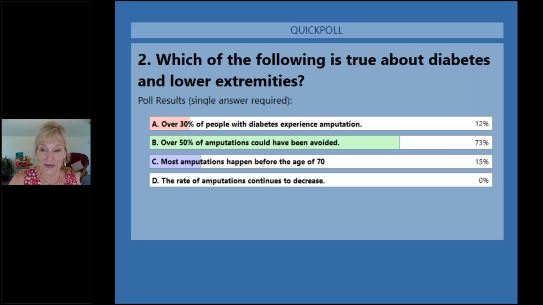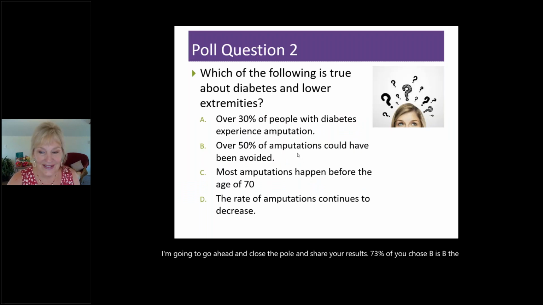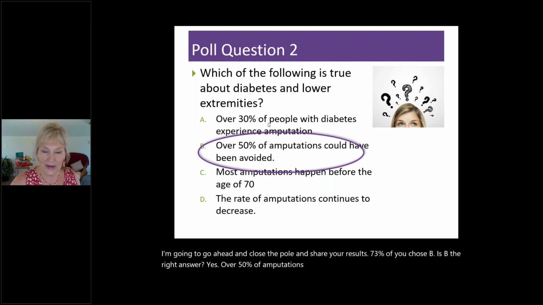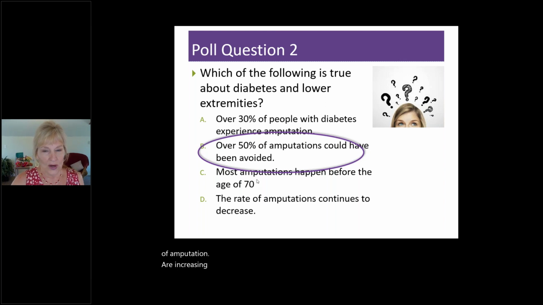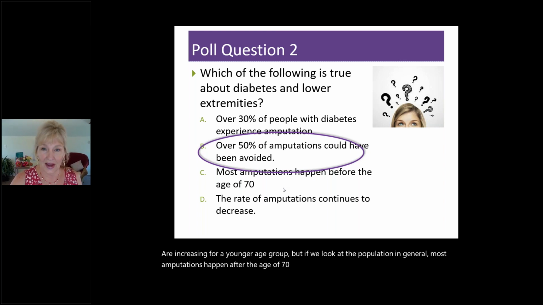73% of you chose B. Is B the right answer? Yes. Over 50% of amputations can be avoided. We know that less than 5% of people with diabetes experience amputation in their lifetime. And I did say earlier that the rates of amputation are increasing for a younger age group, but if we look at the population in general, most amputations happen after the age of 70. So there's a higher rate the older we get.